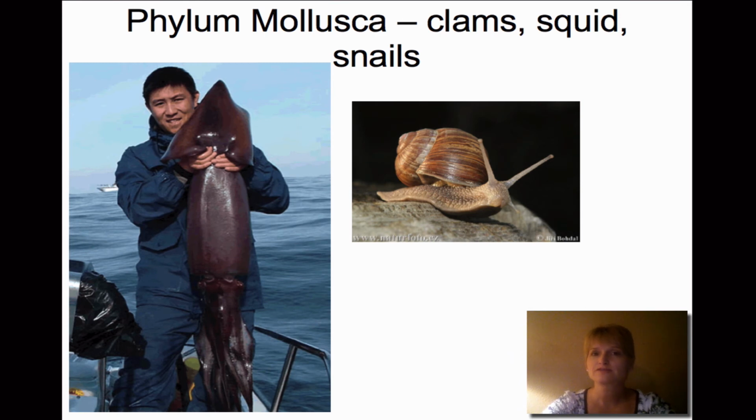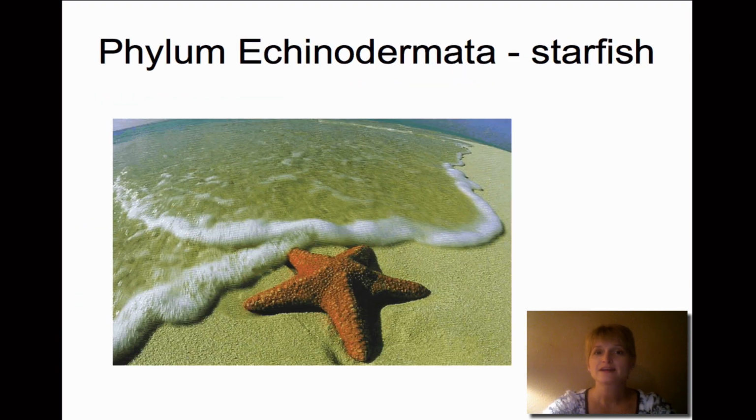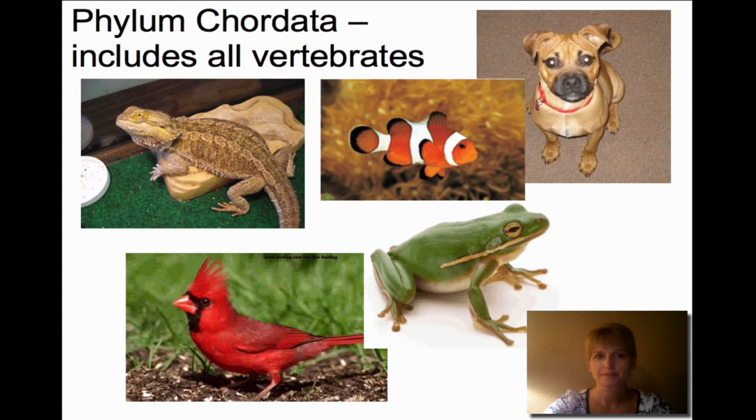Segmented worms, we start to see that segmentation. From there we go to the phylum Mollusca, so we'll talk about clams and squid and snails. And then we get into the arthropods, the crustaceans, the insects, the spiders. Most of the animals on Earth are in phylum Arthropoda because insects are so numerous. Then we have the phylum Echinodermata, which is the starfish. And then the chordates. Phylum Chordata includes all vertebrates.